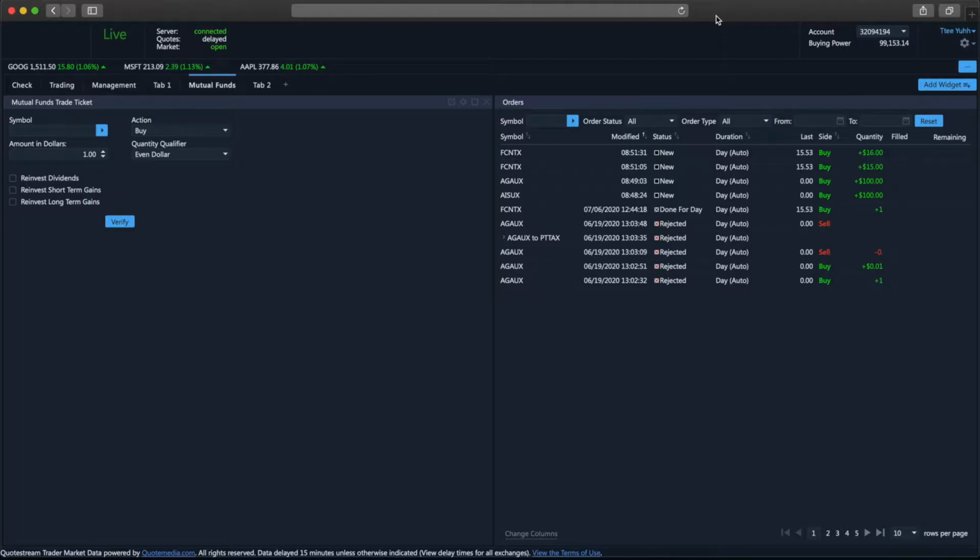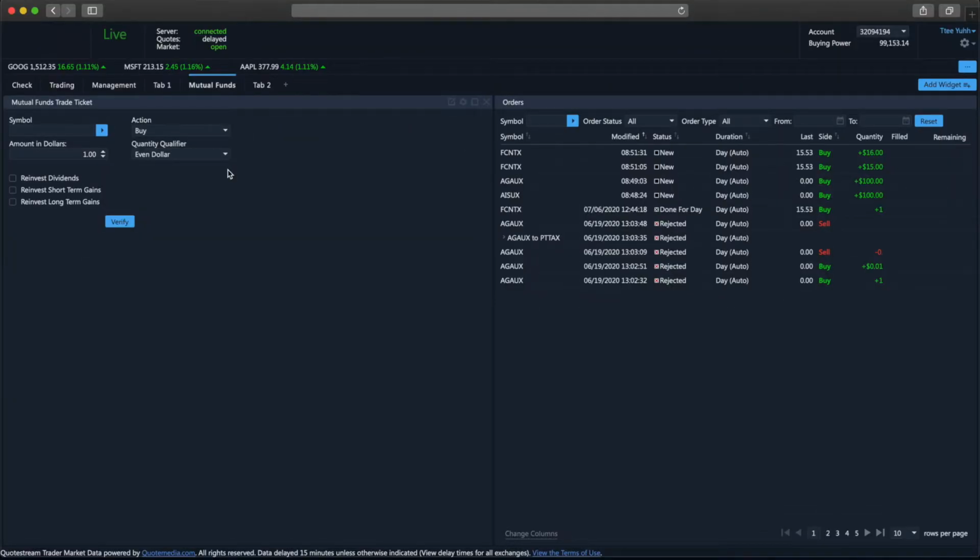And for this reason, ETNA Trader features separate UI components for trading of mutual funds both in our web and mobile apps. Let's take a look. Right now we are in ETNA Trader web looking at the mutual funds trade ticket widget. It is kind of similar to the regular trade ticket widget, however there are some differences.